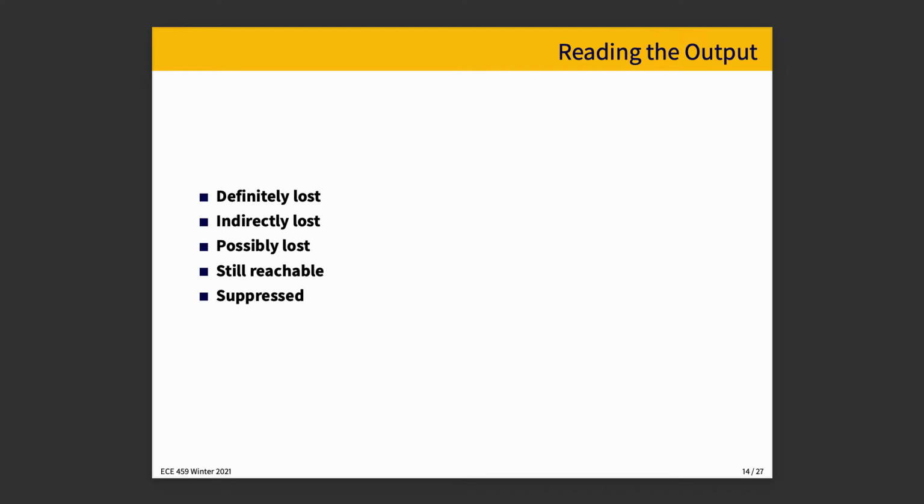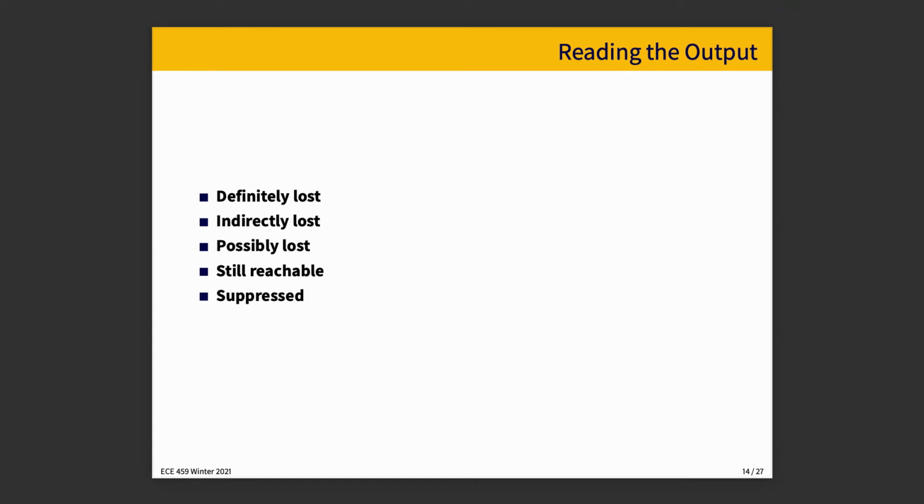First category is definitely lost. This is a memory leak. Fix it. There's really nothing else to say about that. This is what happens when you allocate memory somehow and don't deallocate it. That's a memory leak. Fix it. Easy. Indirectly lost is usually a problem with a pointer-based structure. So you have a linked list, and you have leaked the head of the linked list, and all the remainder of the items in the list are still there. Usually fixing anything that's definitely lost should be enough to clear up things that are in the indirectly lost category. Just means you didn't clean up your structure correctly.